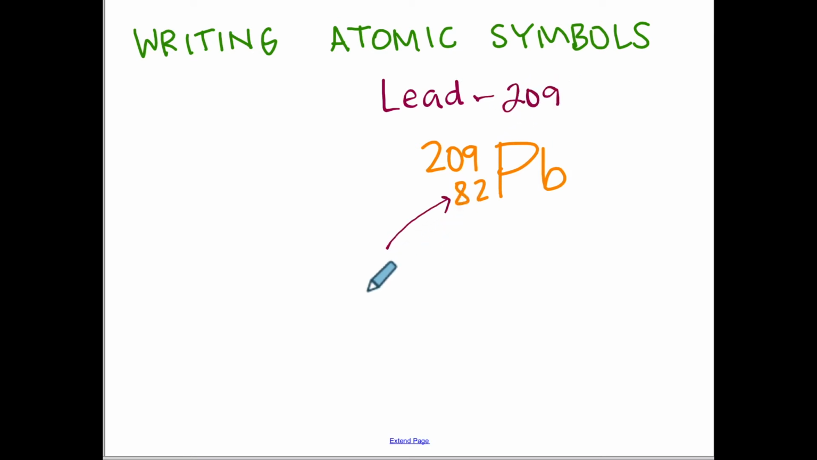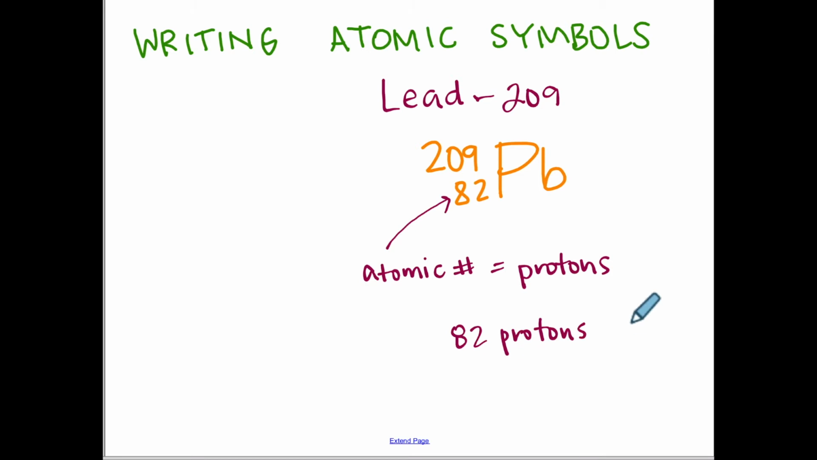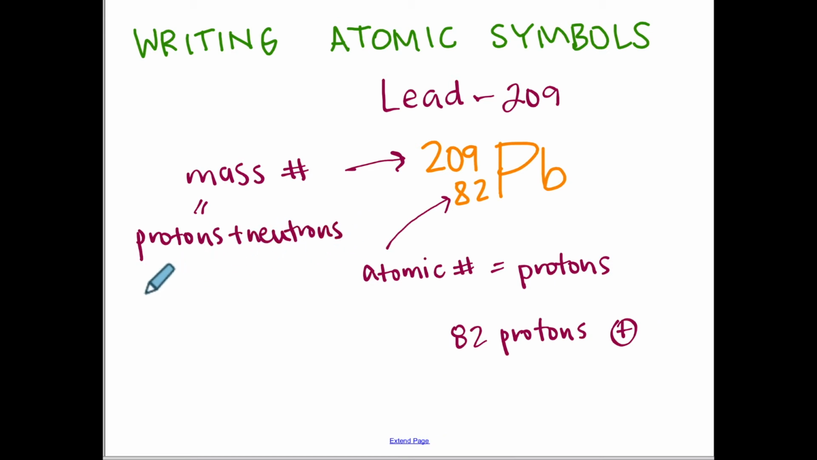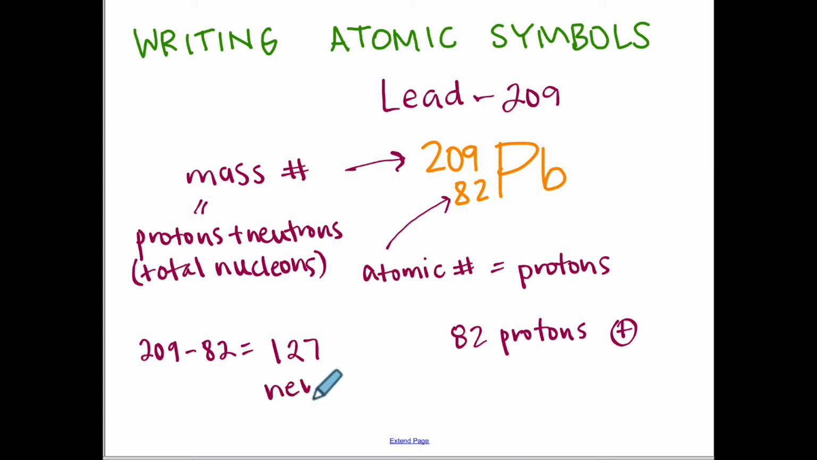This number down here is the atomic number, which tells us how many protons there are. So in this isotope, there are 82 protons. And as a reminder, those are the positively charged nucleons. This number up here is the mass number. The mass number is equal to the protons plus the neutrons. So that's the total number of nucleons. So in this isotope, if we wanted to figure out how many neutrons there were, we would take 209 minus 82 and determine that there are 127 neutrons.